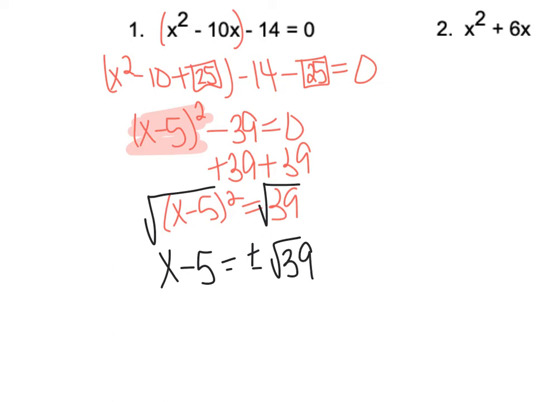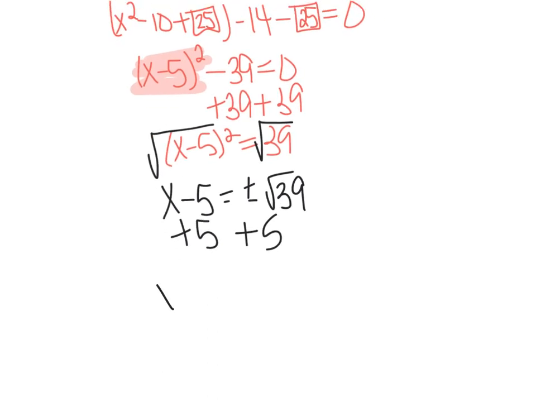If I have to think in my head really quick, are there any perfect squares that go evenly into 39? Well, 4 does not, 9 does not, 16 does not, 25 does not. So there's nothing we can simplify. It's not negative underneath of the square root, so we're just going to leave it as it is, and I'm just going to add 5 to both sides. And I say that x equals 5 plus or minus the square root of 39.